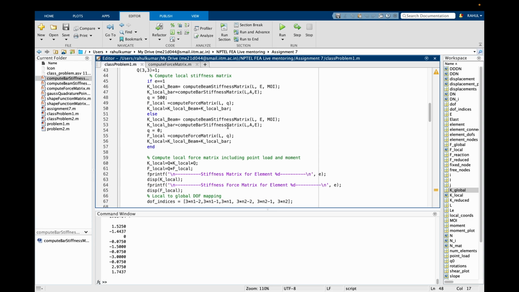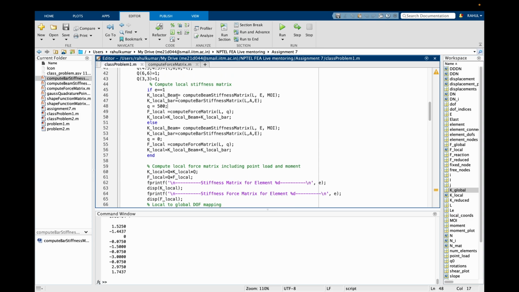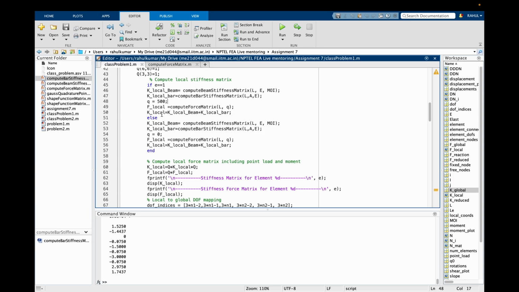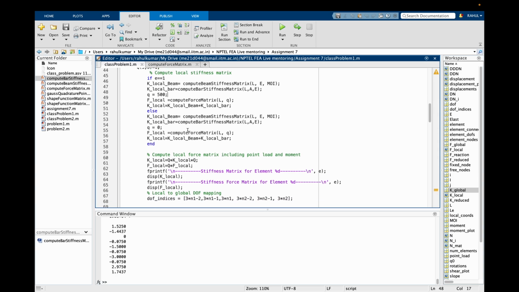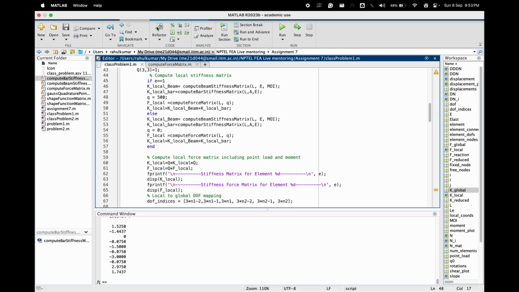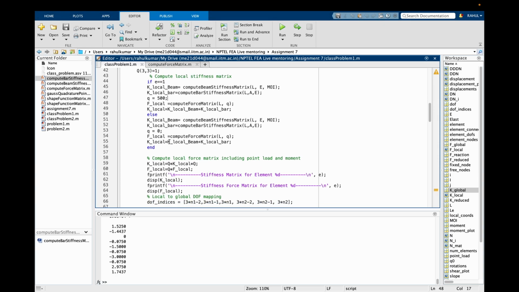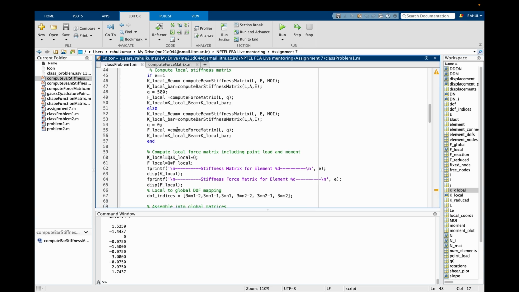Here you can see that this is the k local for beam, it will give a 6 by 6 matrix. This is for bar, and for q I will use the compute force matrix, and it will give an entry q as a 0. Then we will add k local equal to k local beam plus k local bar, and this is when the element is not 1. Then this will run.